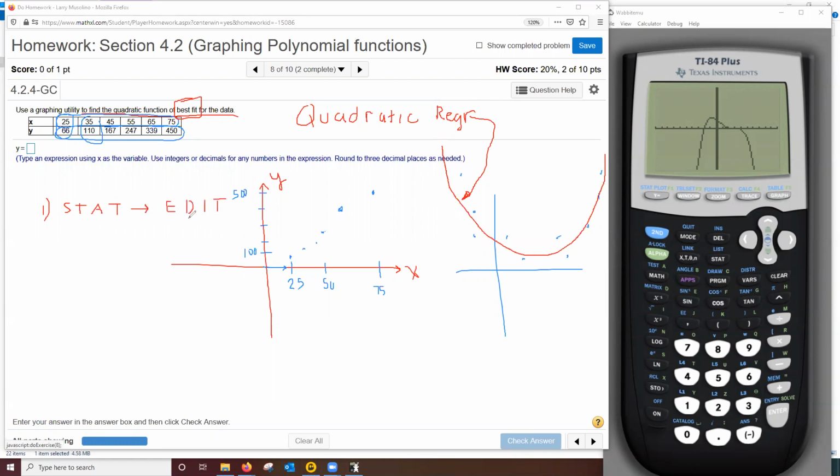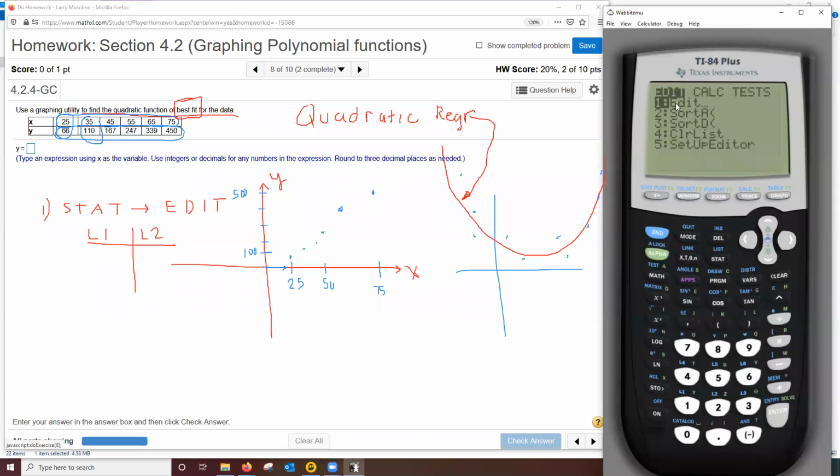When we do that, the calculator is going to show us two lists, called list one and list two. And we're going to enter this data in these two columns. All right, so let me do that. I'm going to go to stat edit, and I'm just going to hit enter here. And notice here's list one and list two. All right, I'm going to go ahead and enter in the numbers.